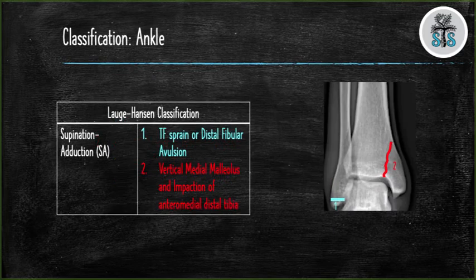The next subtype we will discuss is the supination adduction ankle fracture. The first structure to be involved is a sprain to the talofibular ligament or an avulsion fracture of the distal fibula. There will then be a vertical medial malleolus fracture or an impaction of the anterior medial distal tibia.